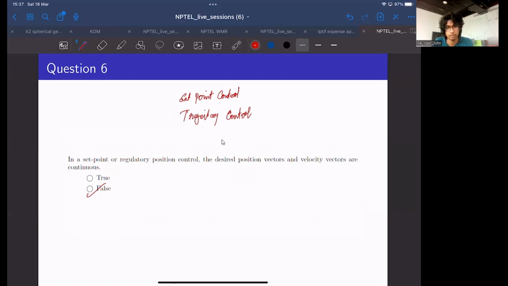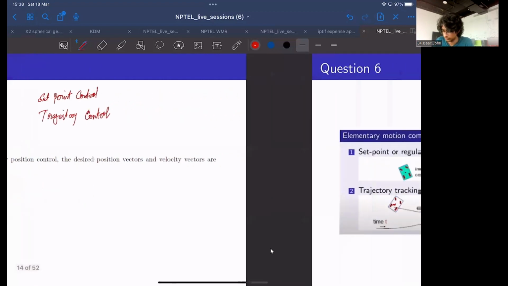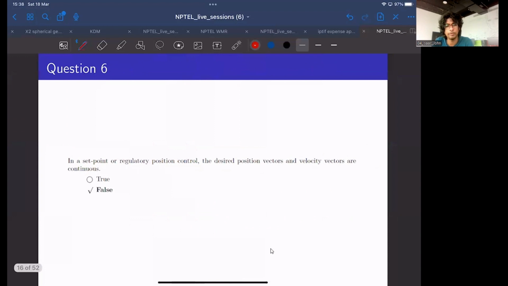So again, it's basically kind of a definition question. Set point control does not have the first order and second order derivatives of position. So in that regard, the position vectors and velocity vectors cannot be continuous. So the correct answer is option 2, false. So I hope we don't have any questions in that regard.